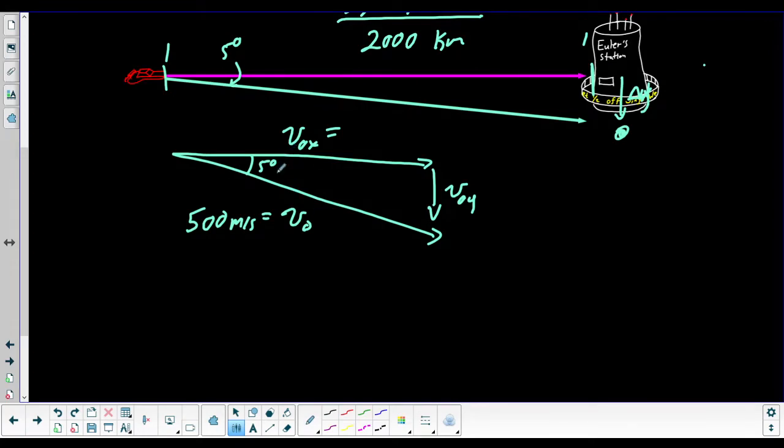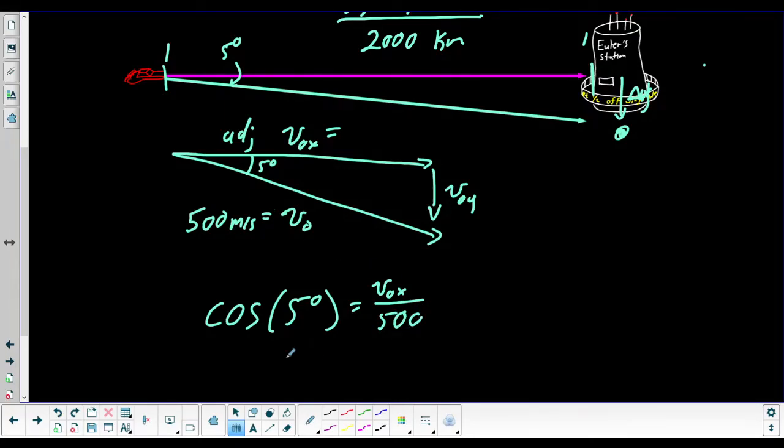All right, so we know this angle. This side compared to the angle we know is the adjacent side. This is our hypotenuse. So we need to think to ourselves, which trig operation uses adjacent and hypotenuse? That's cosine. So we have cosine of our angle equals adjacent, which is velocity in the x direction, divided by our hypotenuse, which is the velocity, 500.